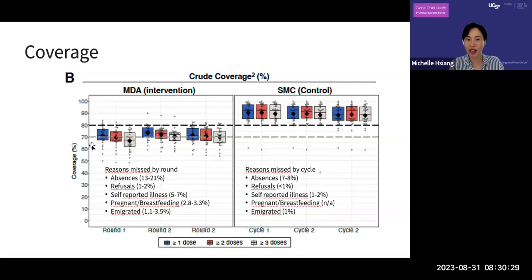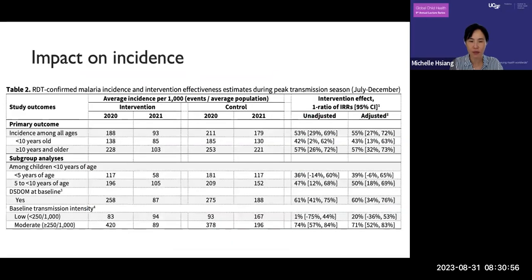This is the crude coverage. So this is the entire population as a denominator. So the denominator includes pregnant women and such. But you can see still our number 1 reason for missing drugs was not being there. So that may be on purpose, or they just weren't around. But we still got pretty good coverage, I'd say 70% of the community for MDA.